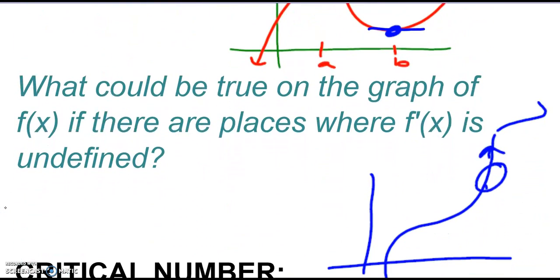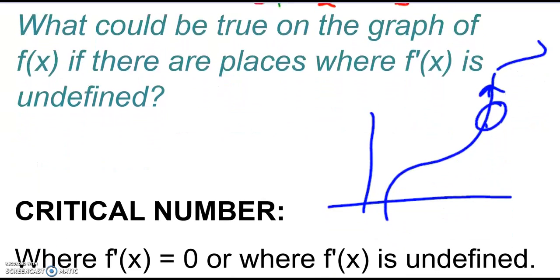What could be true on the graph of f of x if there are places where the derivative is undefined? So where would that occur? It could be in a graph like what you're looking at right here. So if I drew something kind of like this, what would happen there? Well, for a critical number, we would have the derivative equal to 0 or the derivative undefined. So again, this would be a critical number that we would need to address when we're talking about our increasing and decreasing intervals.